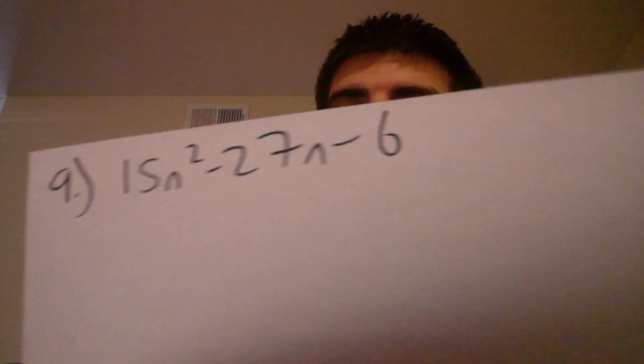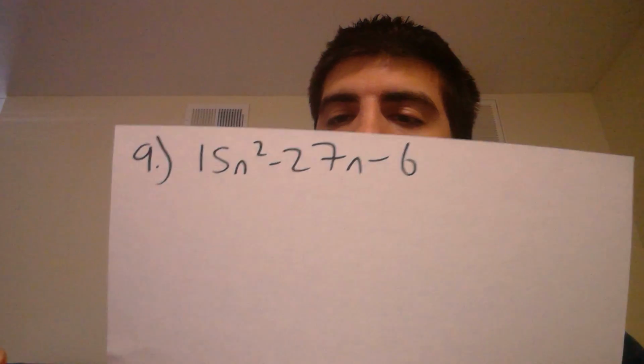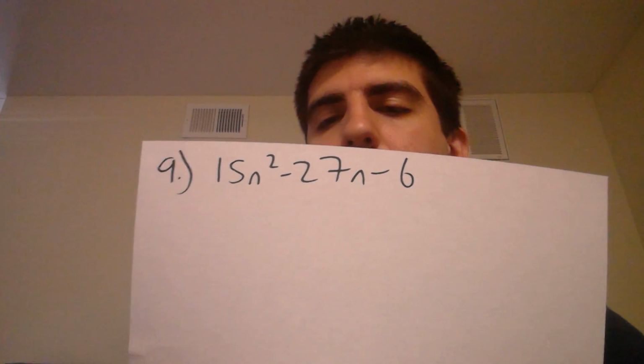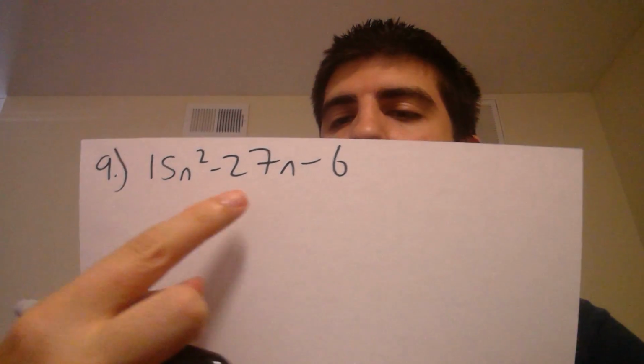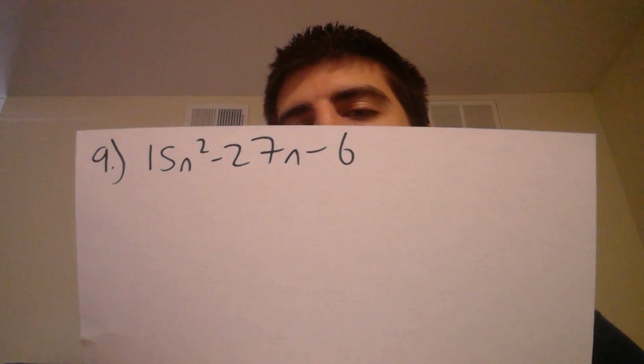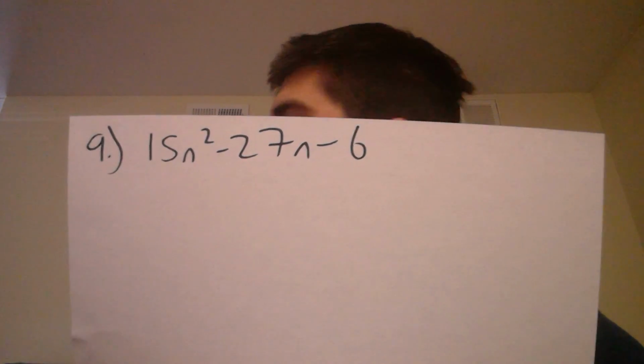And I'm going to skip a couple because this next couple didn't seem that bad. I'm going to do number 9. Number 9 is this. We have to use a skill we learned in the last section. So please pause the video here, write this down. It is 15n squared minus, you can read. That says 27, that says 6.